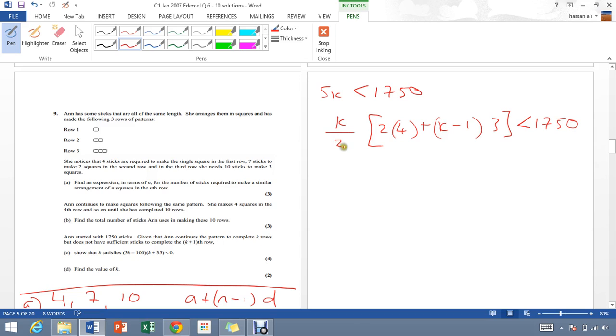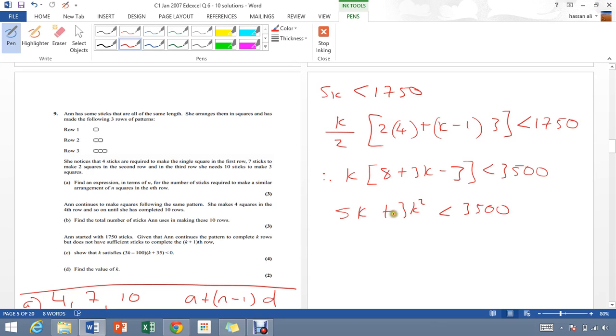Now what I want to do is get rid of this 2, so therefore k times 8 plus, now if I expand that bracket, it will be 3k minus 3, and that will be, because I'm multiplying it by 2, 3,500. Now if I just simplify this, I will have 8 minus 3, which is 5, so that will give me 5k plus 3k squared, and all of this has to be less than 3,500.